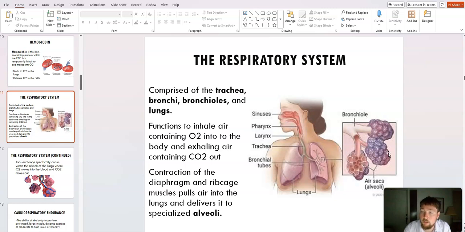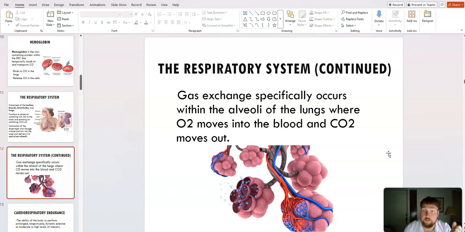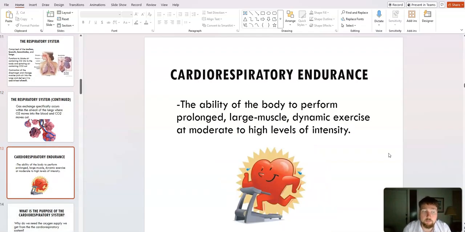They're almost like grapes, like a cluster of grapes, but they're very itty bitty, and that's where gas exchange occurs, meaning oxygen moves into your respiratory system, carbon dioxide moves out. That's where you exhale. Okay. So that's where gas exchange occurs, the alveoli. Oxygen in, carbon dioxide out.